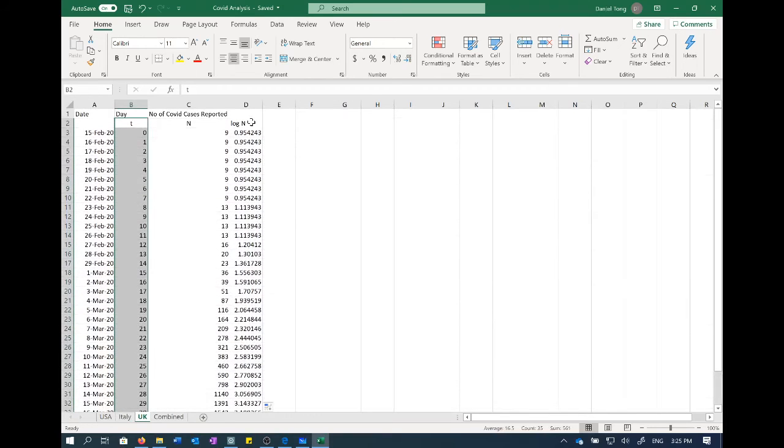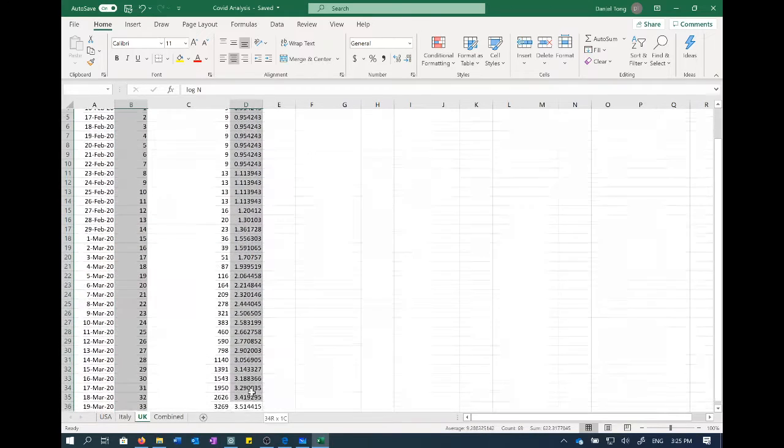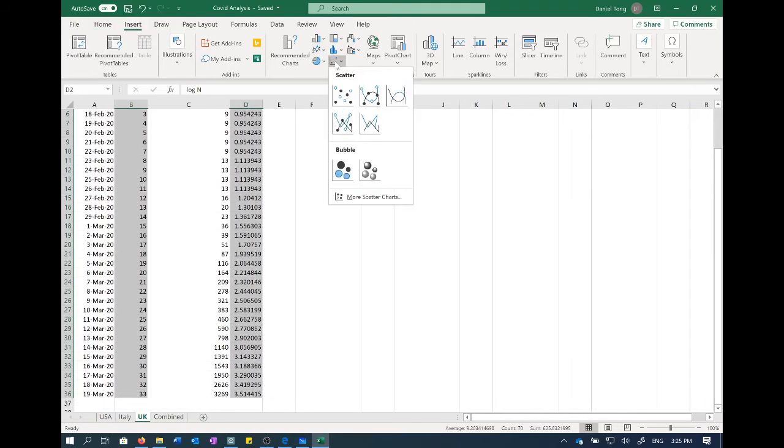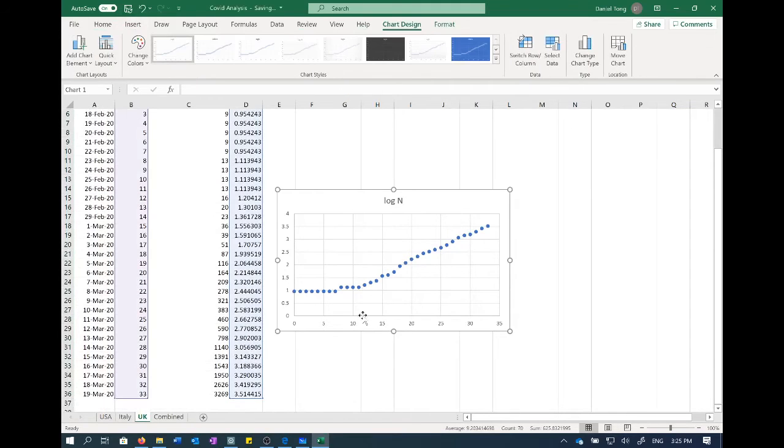This one, plot against this one. Insert graph, scatter plot. Okay, so you can see that this graph is not exactly a straight line. We were expecting a straight line, right? Remember? So over here you can see it's kind of flat first, and then after that this region looks like a very nice straight line, right?